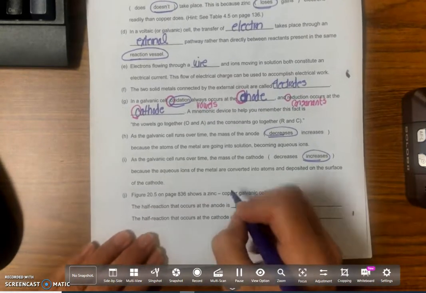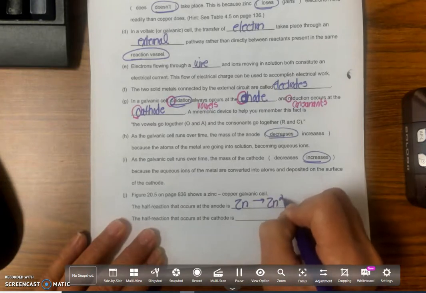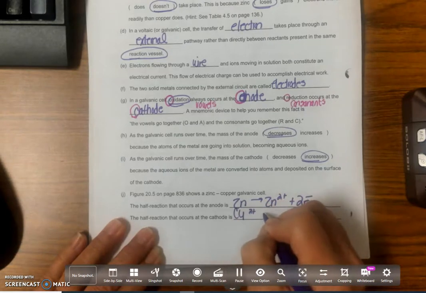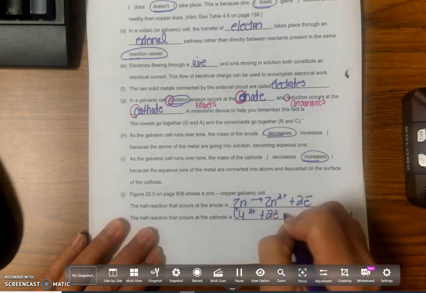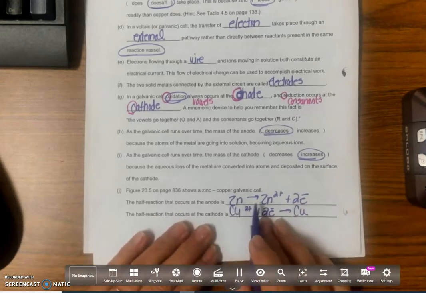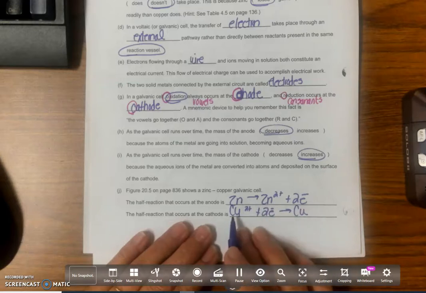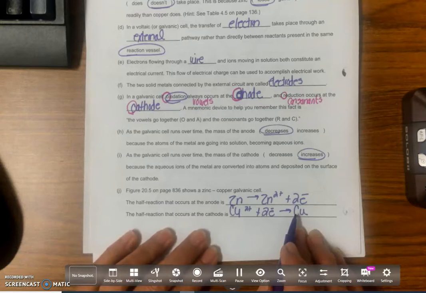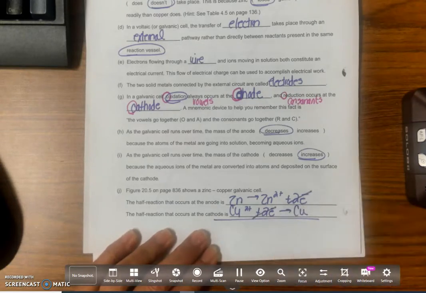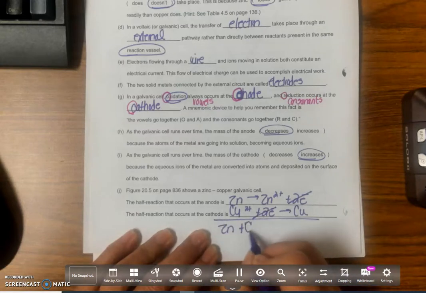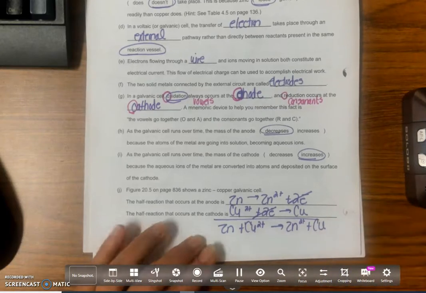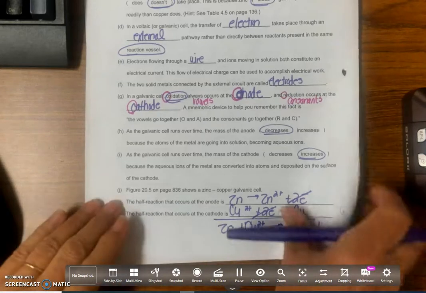So what I'm going to do, so the half reactions we learned, Zn goes to Zn2+ plus 2 electrons, and this one is Cu2+ plus 2 electrons gives copper. So we've got zinc leaving the electrode and going into solution. We've got copper taking those electrons that zinc gave up and becoming deposited on the cathode. Now, if I take these two reactions, we're going to cross out our electrons. The overall reaction that we get is this.